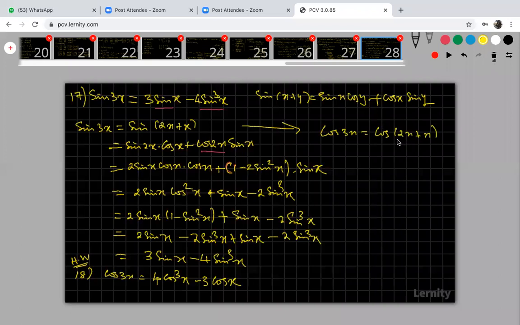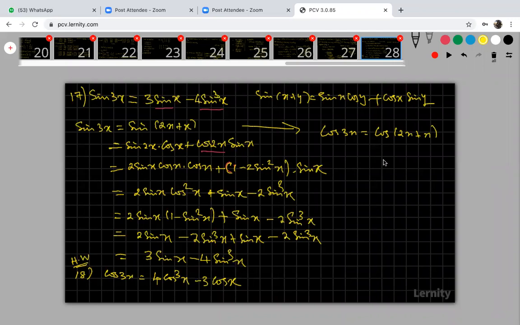Apply the cos x plus y formula. What is the cos x plus y formula? Cos x cos y minus sin x sin y. Okay. Apply that formula. In that, you convert all the sine terms into cos. Here I am converting all the cos terms into sine. Finally, I am getting the answer in terms of sine.